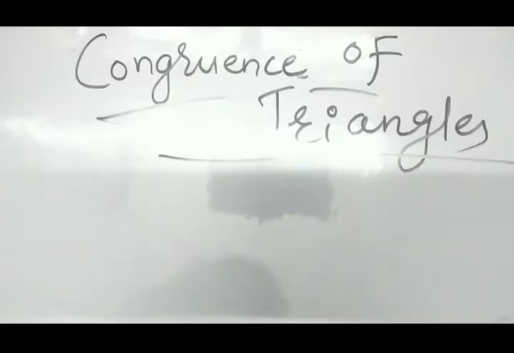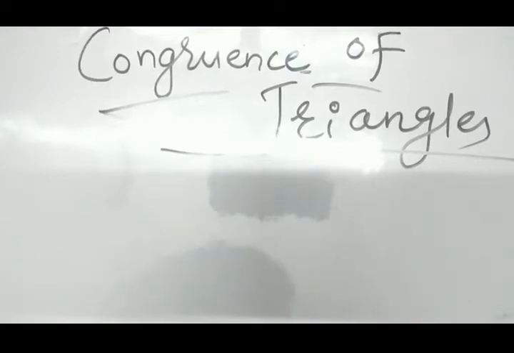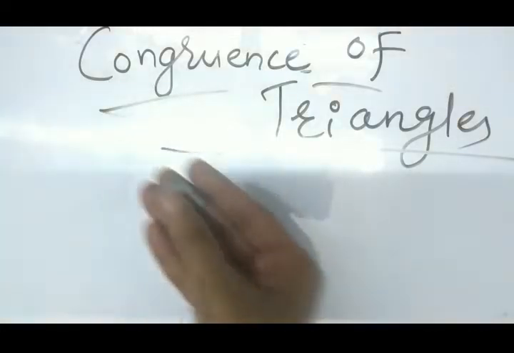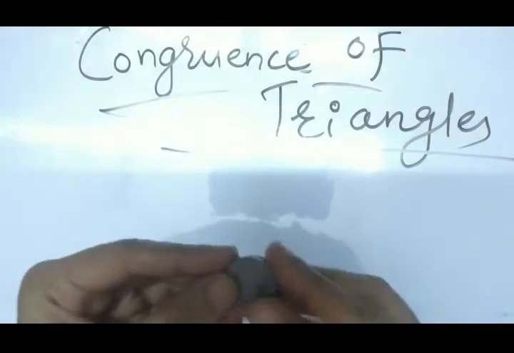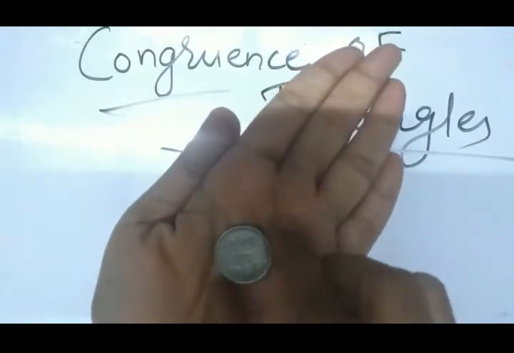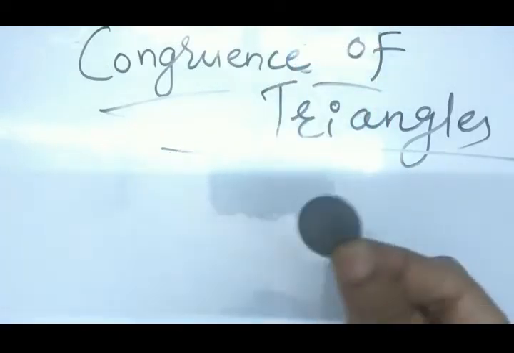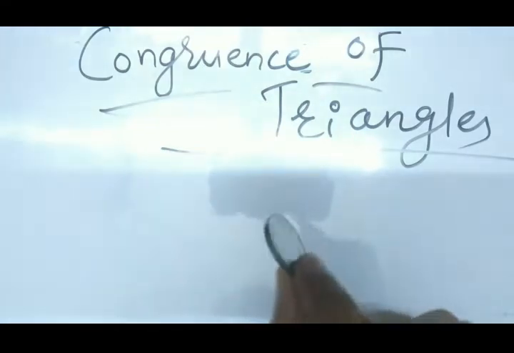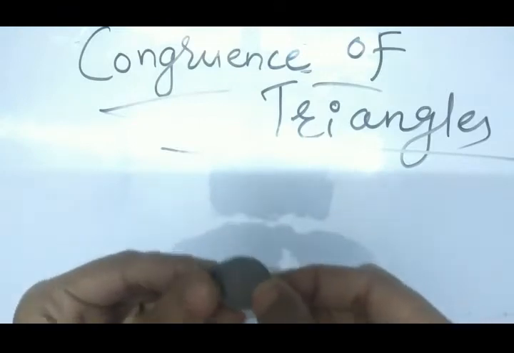So friends, in geometry, when two figures fit exactly on each other, we call them congruent figures, or you can say that they are in congruence. For example, suppose I have two coins of 1 rupee. When I place them over each other, they fit exactly and hide each other. They superimpose each other, and you cannot tell them apart. It looks like one image only. They fit on each other exactly.